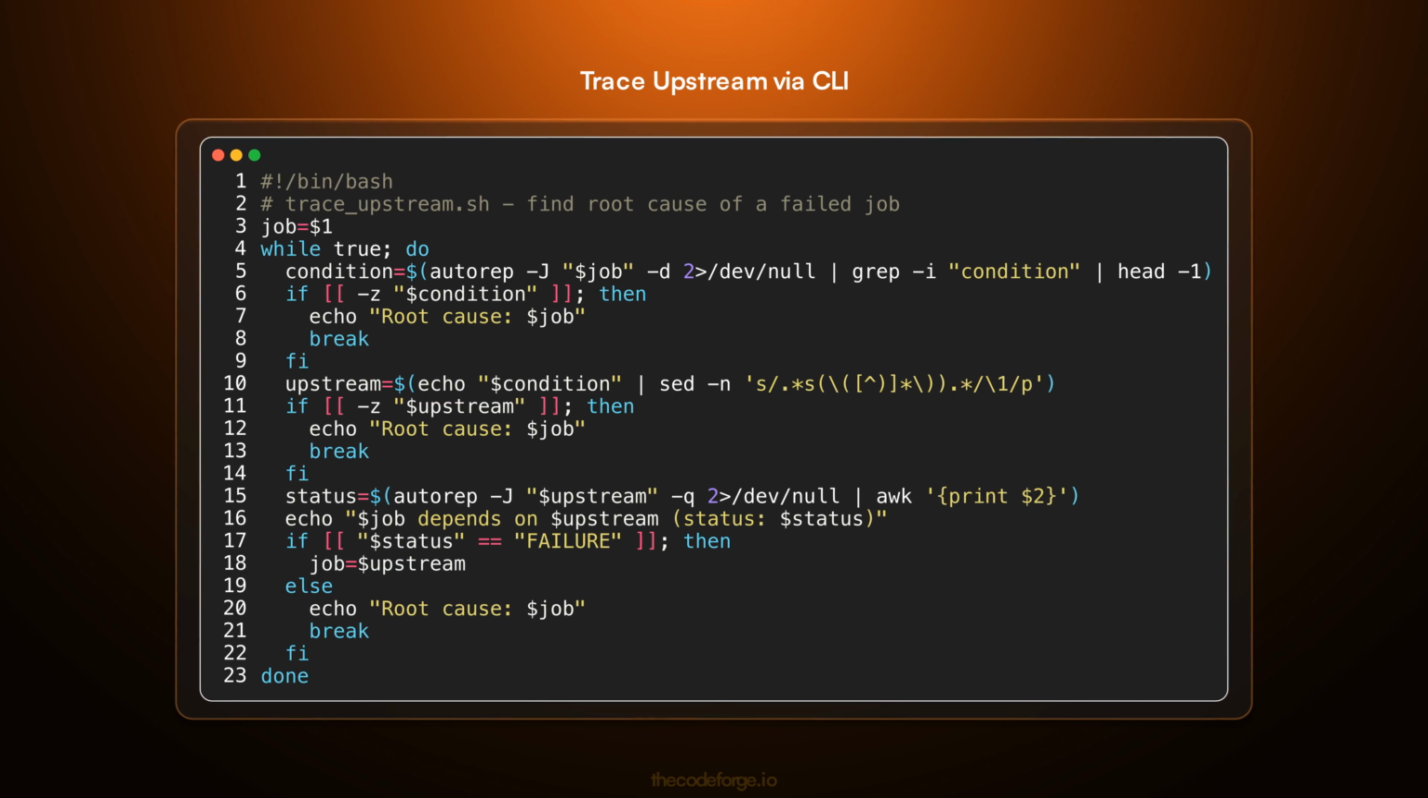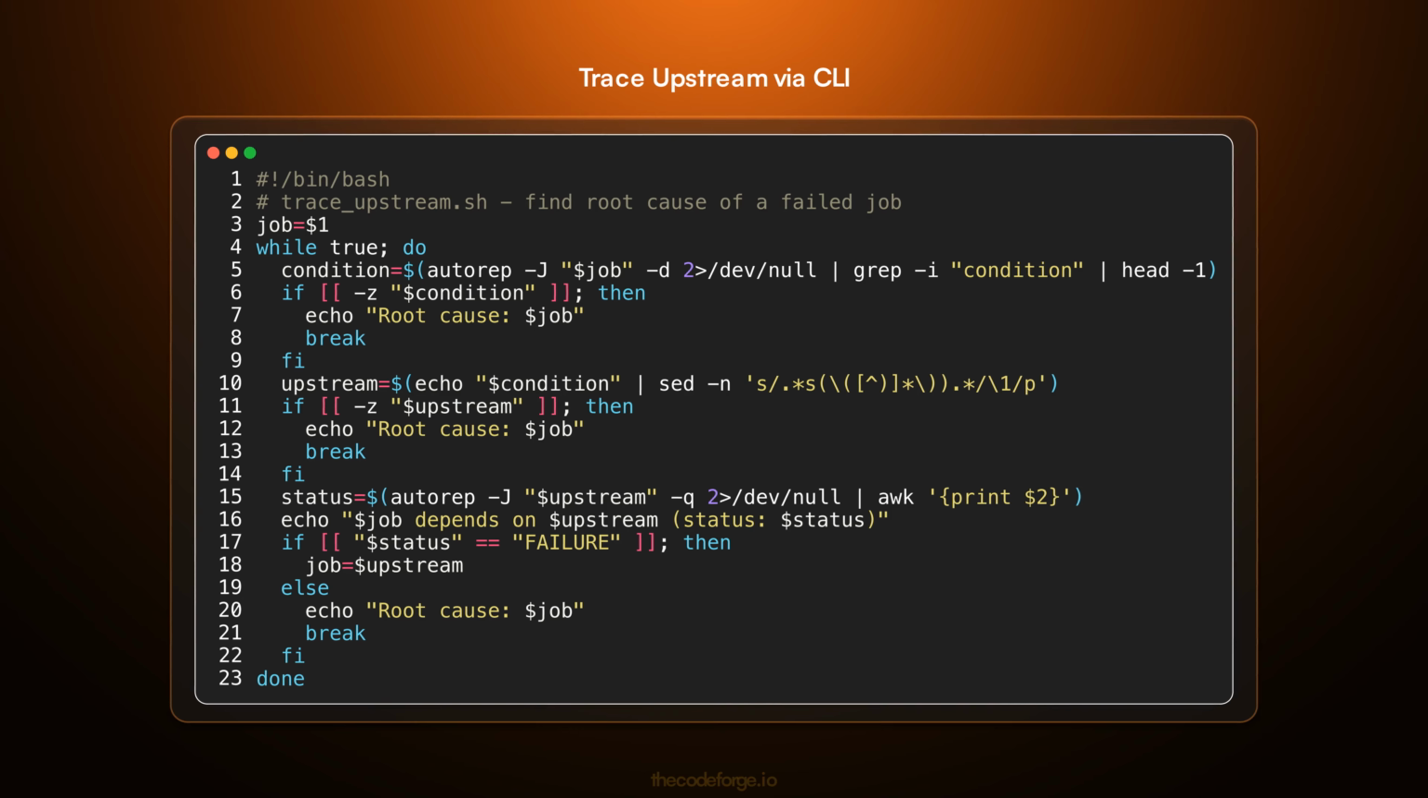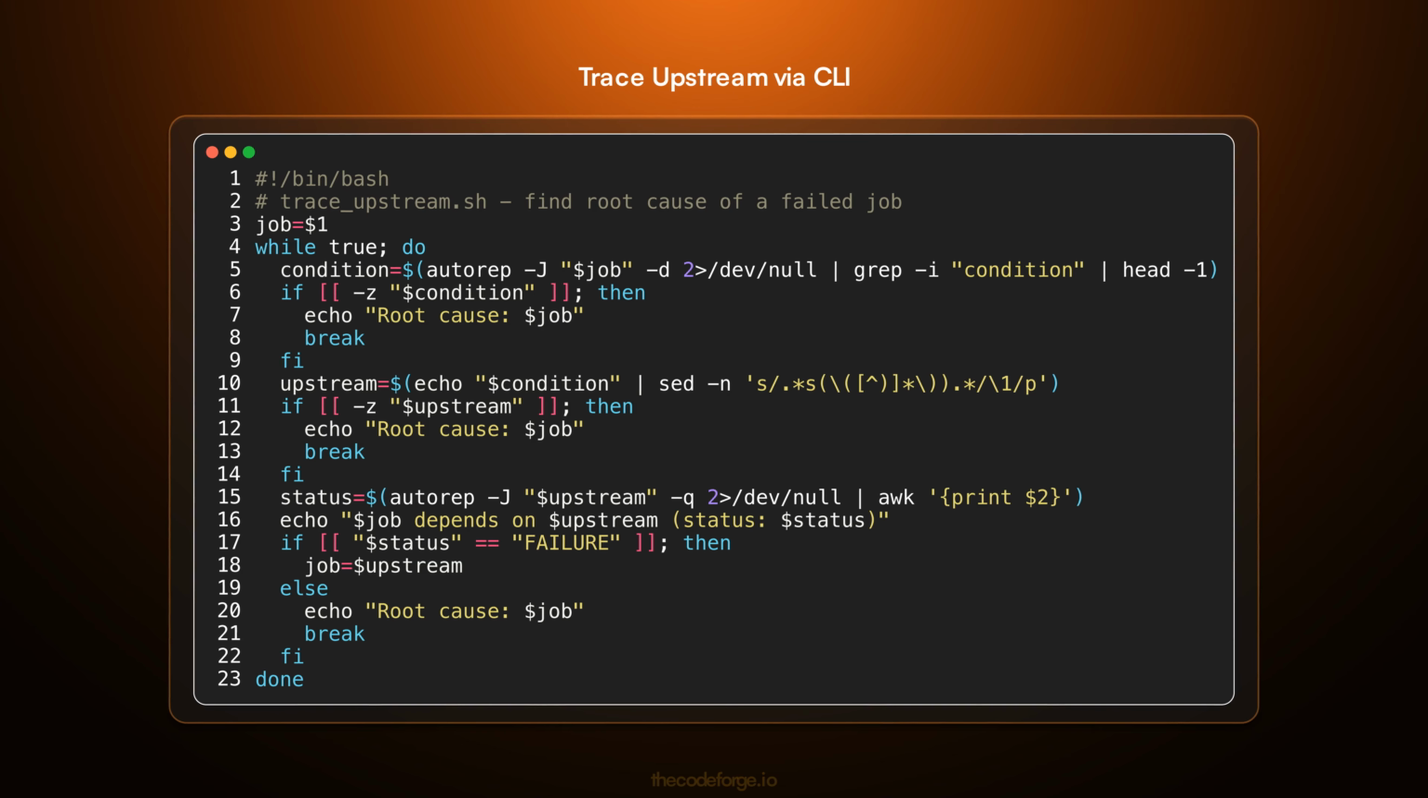The article mentions trace upstream in FlowView but doesn't show the CLI equivalent. Use autorep -j job -d to see the condition and then autorep -j upstream -q to check its status. This script automates tracing the full upstream chain.